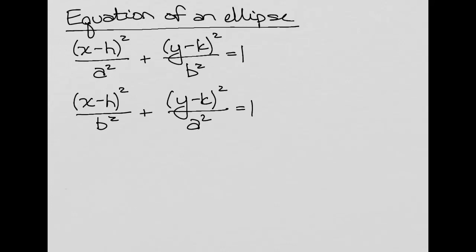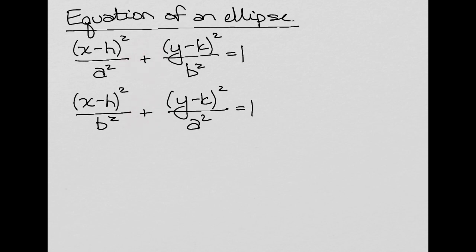Here are two versions of the equation of an ellipse. We can tell it's the equation of an ellipse because both the x term and the y term are squared. If you remember, in a parabola, only one or the other was squared. Here, both x and y are squared. There is a plus in between. My x terms and y terms are added.